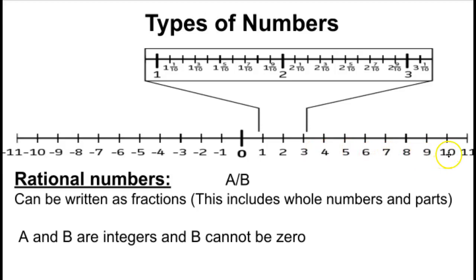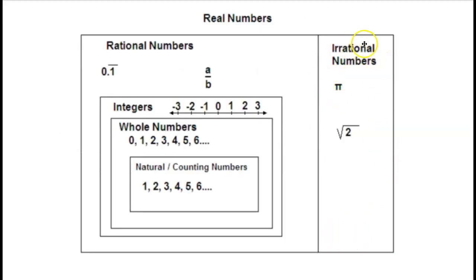Every whole number can be a rational number. Every integer can be a rational number. The only thing that cannot be rational is 0 as the denominator. You can't divide anything by the number 0. It is undefined. Now, there are such things as irrational numbers, and these are numbers that will go on forever without a pattern, and so therefore they can't be written as a fraction. One very popular irrational number is pi, but also the square root of 2 is an irrational number.